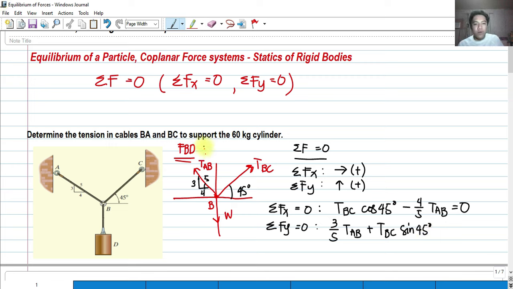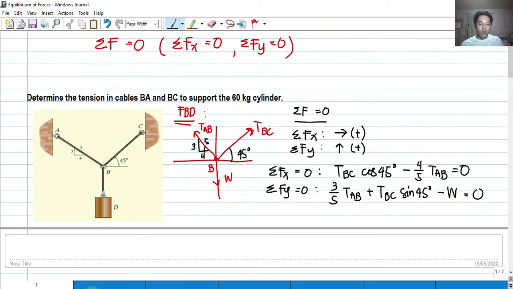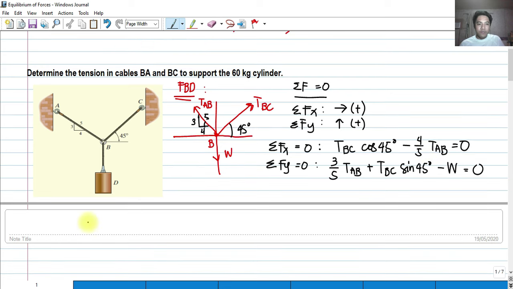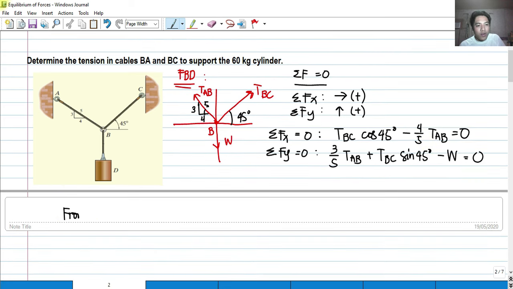And of course, last but not the least, we have the weight produced by our particle. So that's minus because it's purely going downward. We have minus weight equals 0. So what we are really going to do here is simply solve for TBC and T sub AB. Let's label this as our equation 1. This is our equation 2.